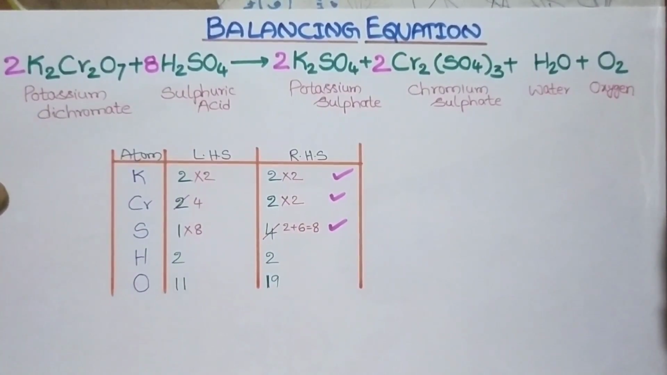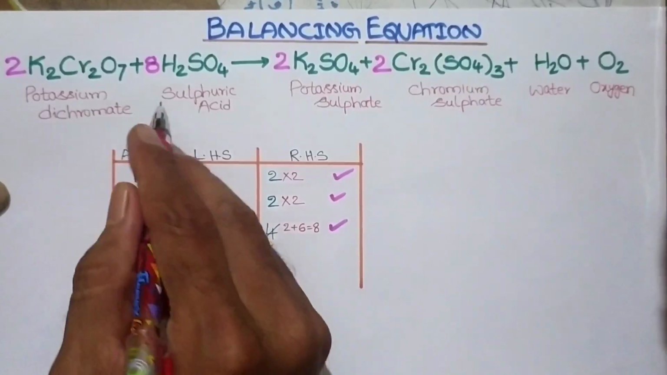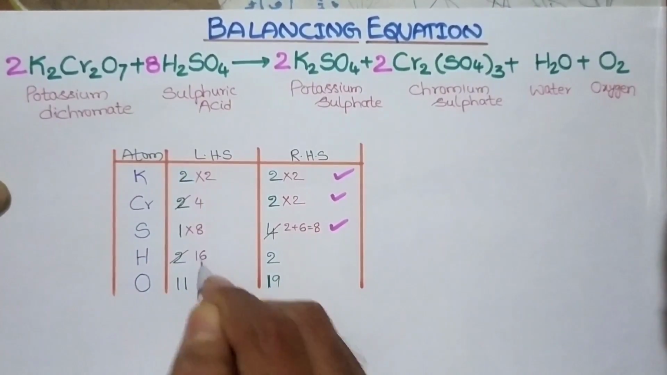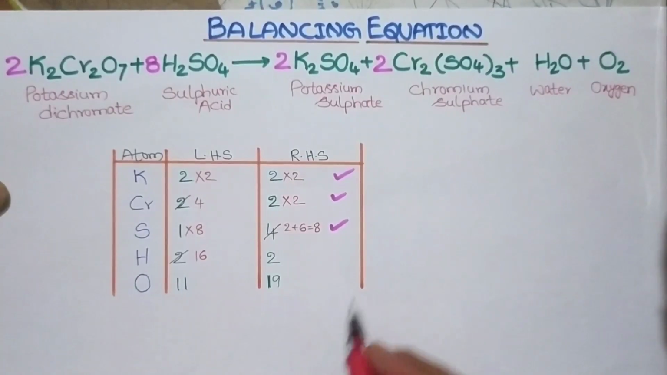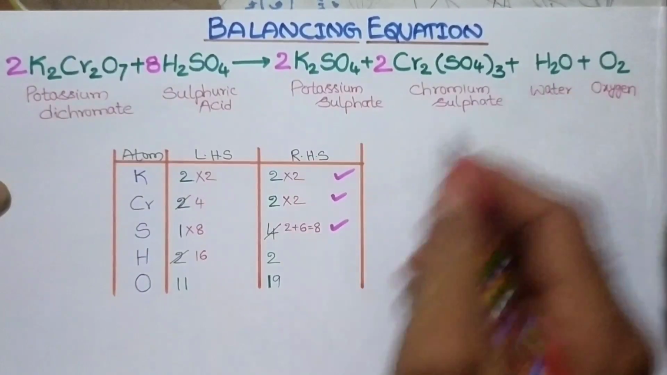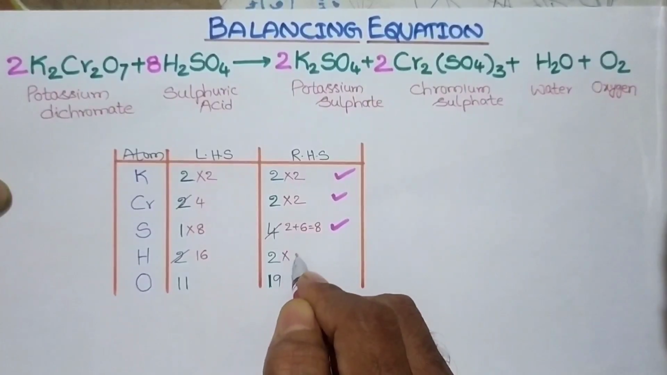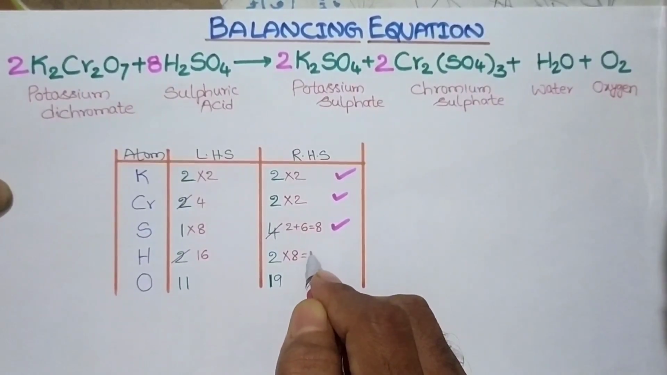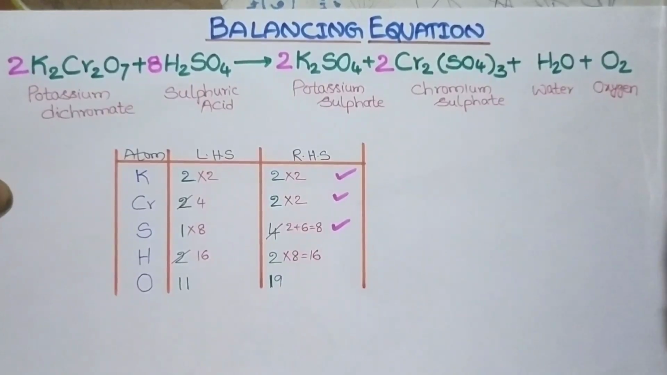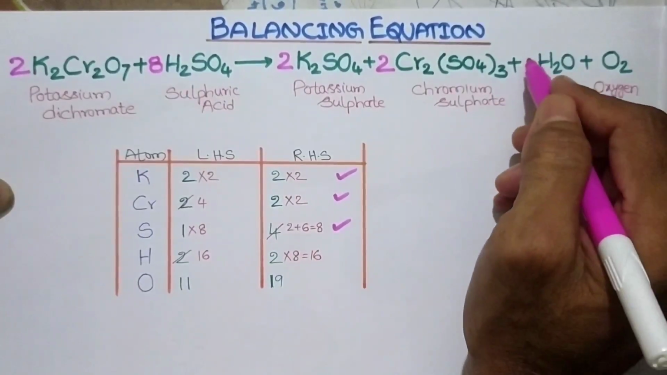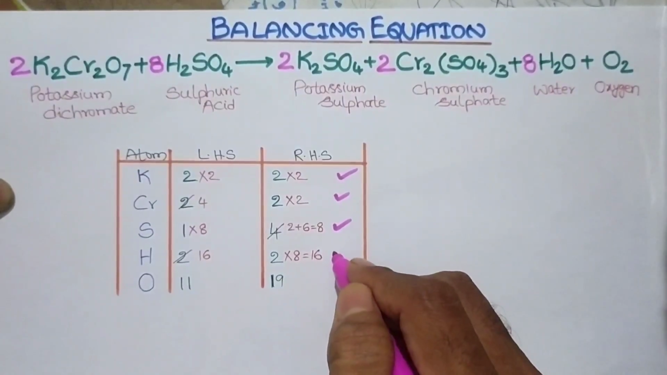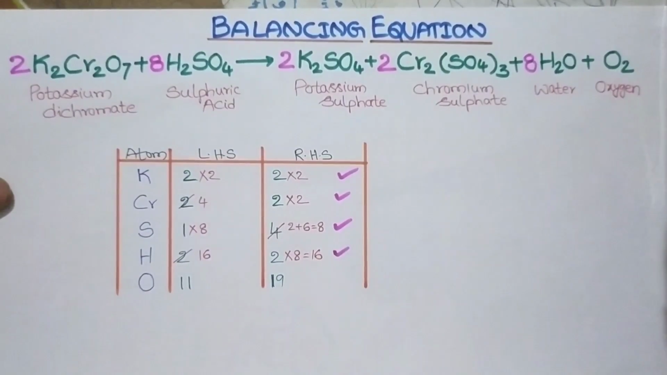Now the question is with hydrogen. Hydrogen became 2 8s are 16. Here 2 becomes 16. And here right side only 2. So let us multiply this one with 8. So that here it becomes 16. So here let us write 8. With this hydrogen also gets balanced.